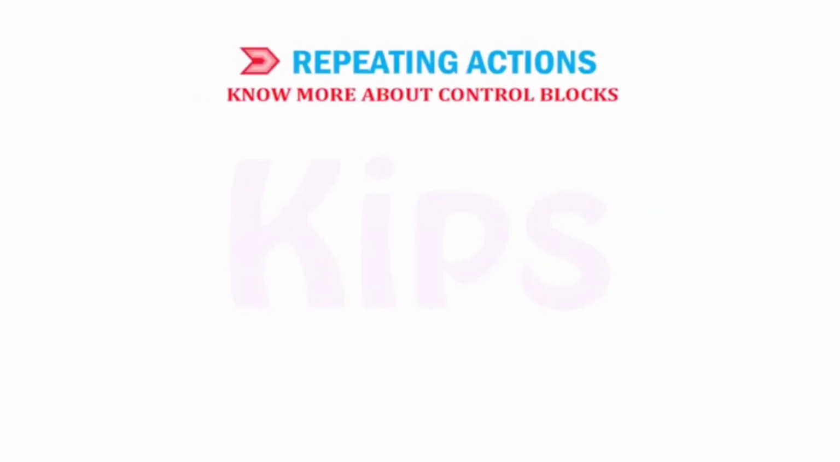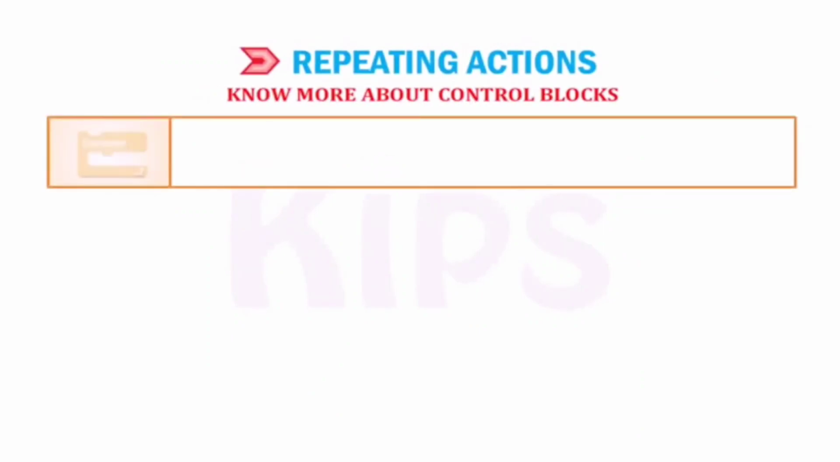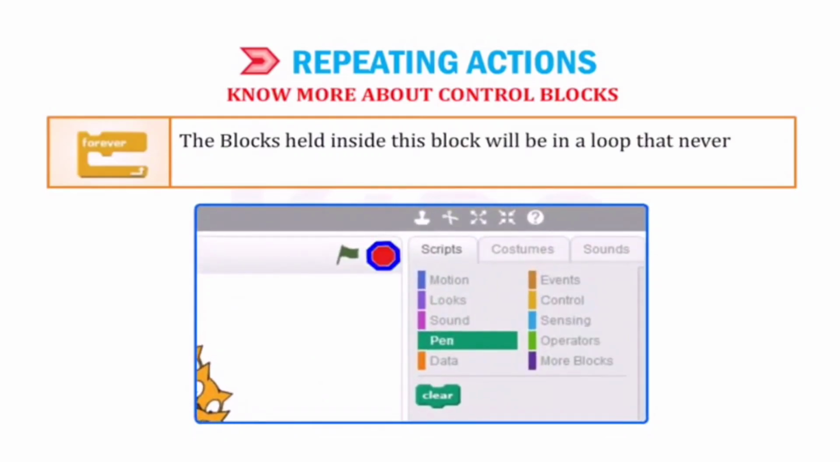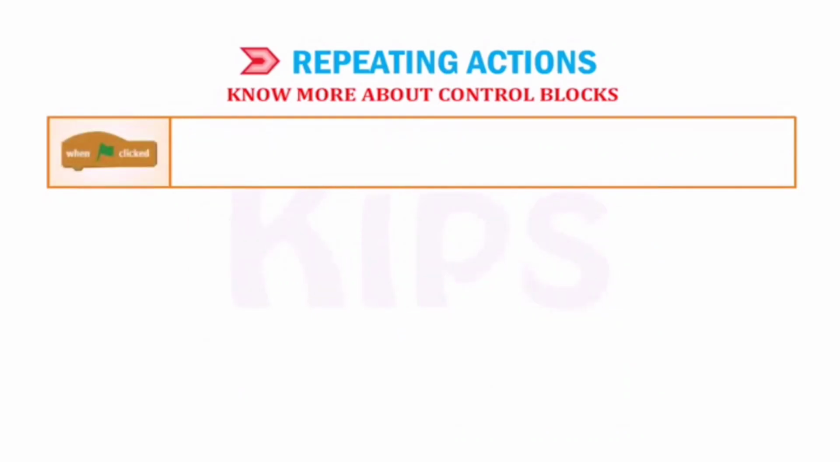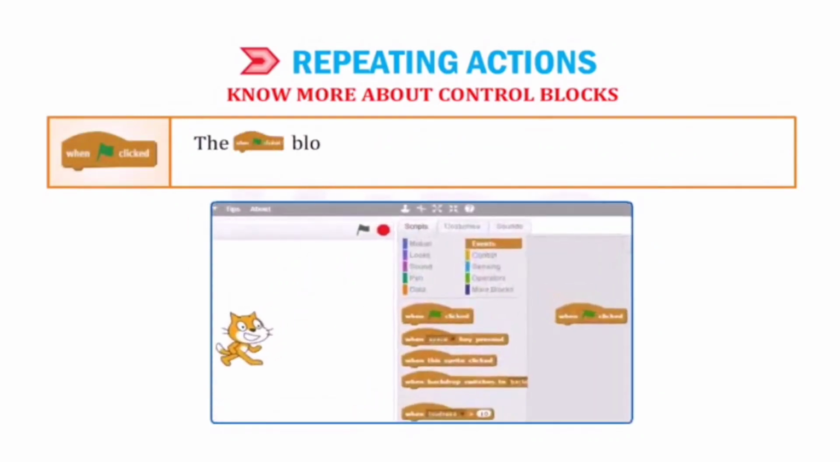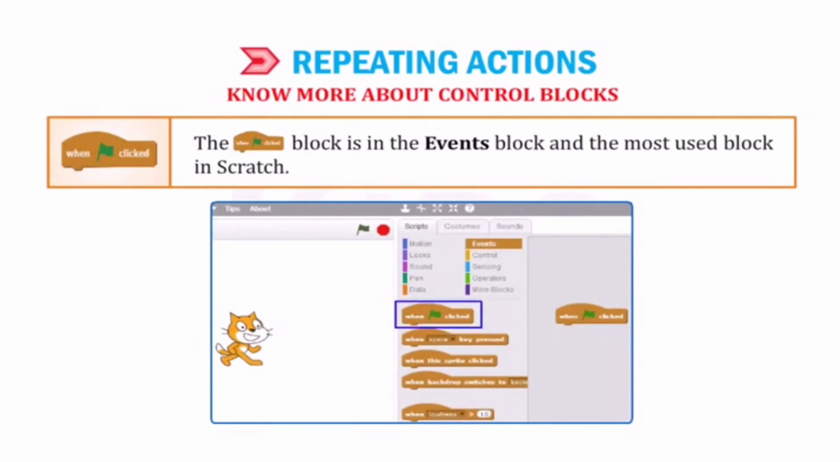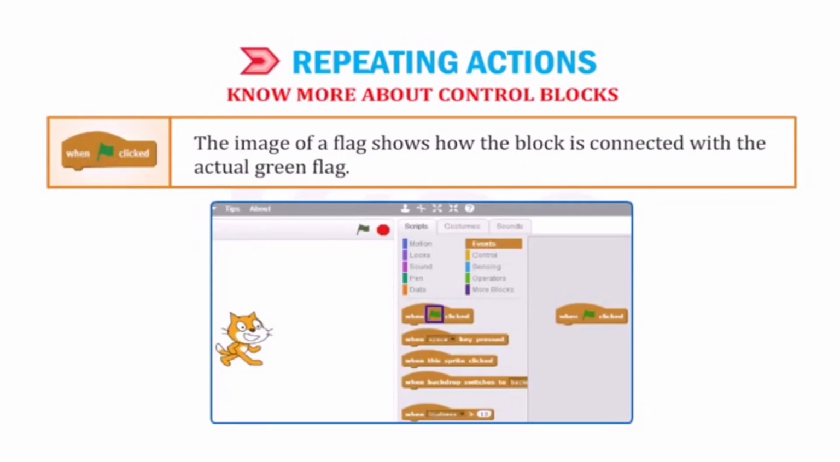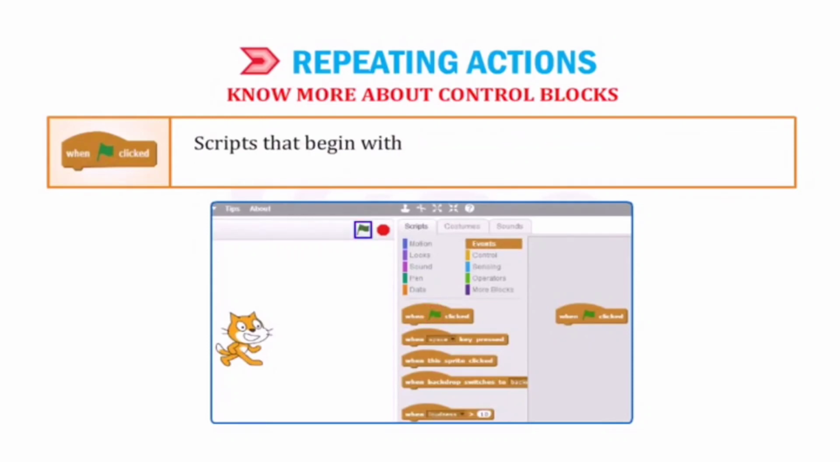Know more about Control blocks. Forever. Blocks held inside this block will be in a loop that never ends unless the stop button is clicked. When clicked. The When clicked block is in the Events block and is the most used block in Scratch. The image of a flag shows how the block is connected with the actual green flag. Scripts that begin with this block will run once the green flag has been clicked.